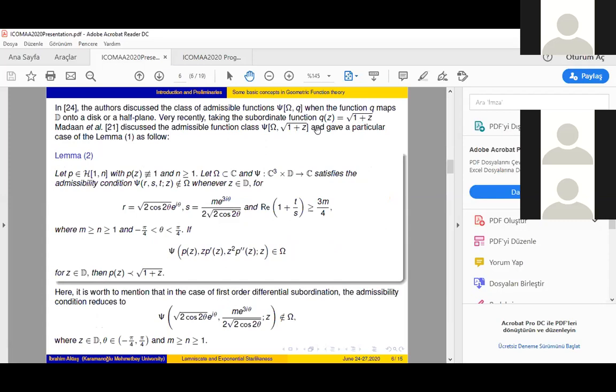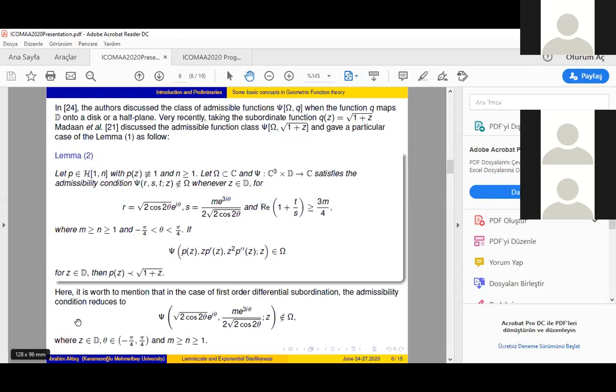For example, by taking the function Q(z) equal to square root of 1 minus z, Madan et al. gave the following lemma. According to this lemma, under these conditions, if the function psi is in omega, then the function P is subordinate to this function. This function is related with the lemniscate of Bernoulli. Because of this, the function class is known as the lemniscate star-like function class.